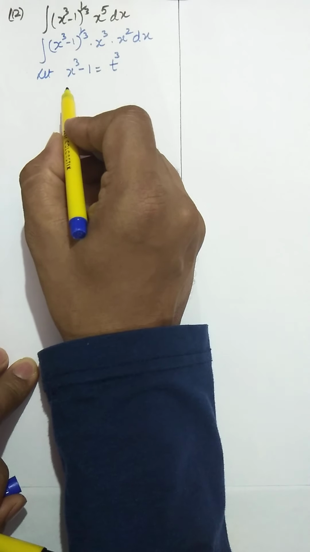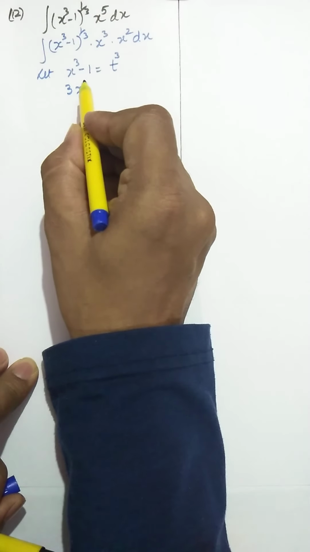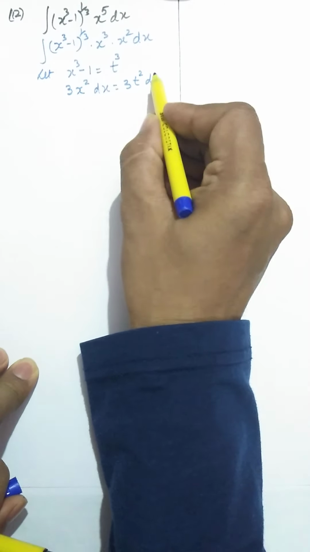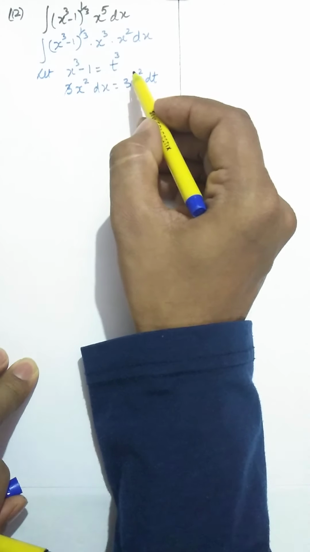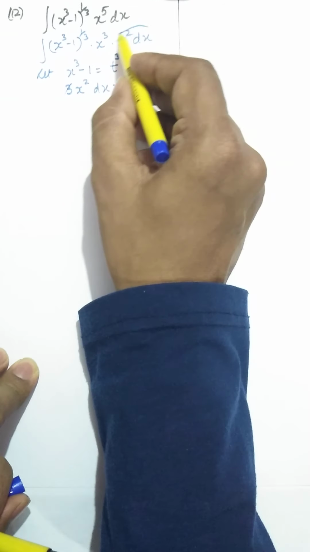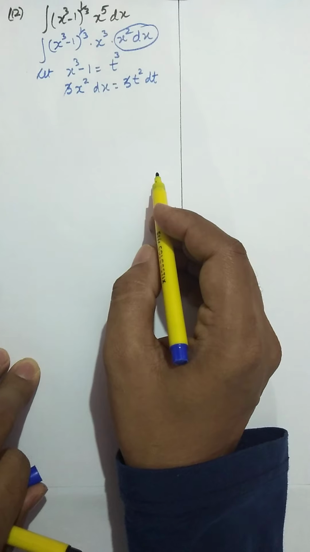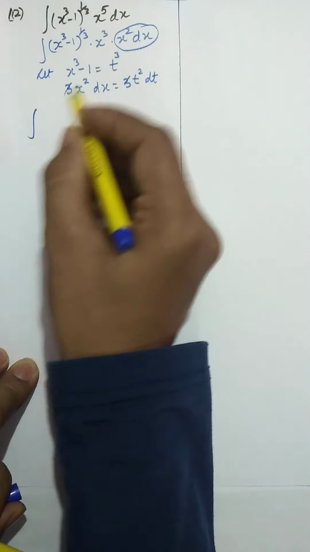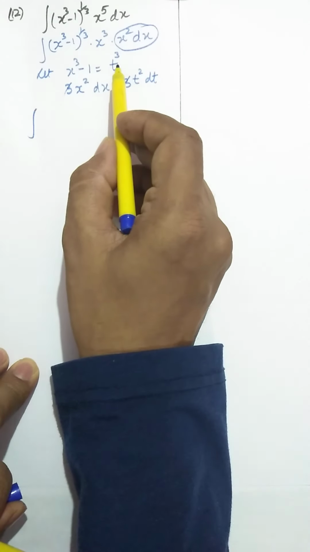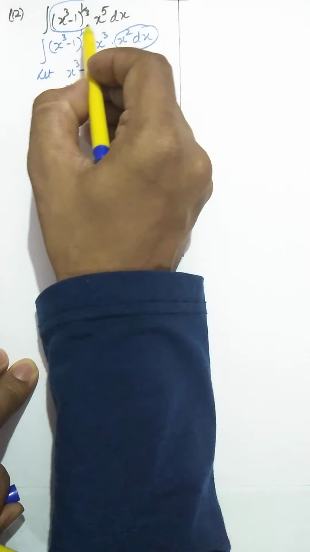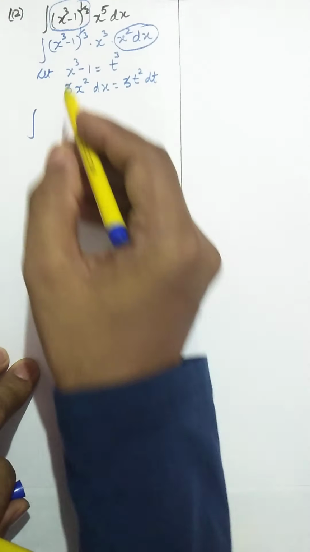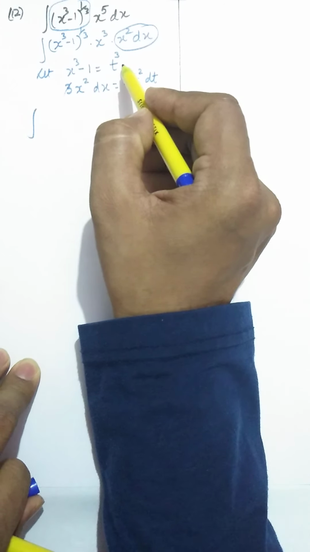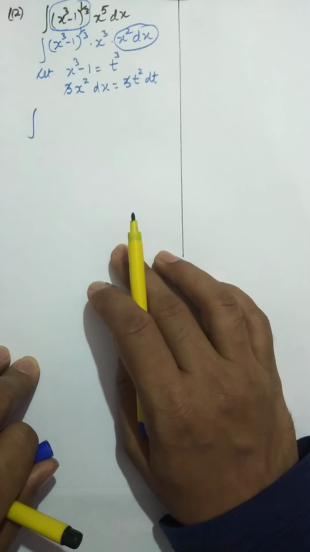So if you differentiate, you are going to get 3x square dx, and this is 3t square dt. So 3 you can cancel. So wherever you are getting x square dx, you can substitute with t square dt. So here we start substituting that x cube minus 1, this complete one you assumed as t, because when you do the cubing both sides, you will get x cube minus 1 equal to t cube, but ultimately this is your t.